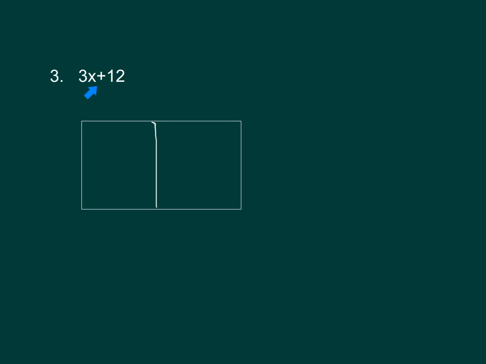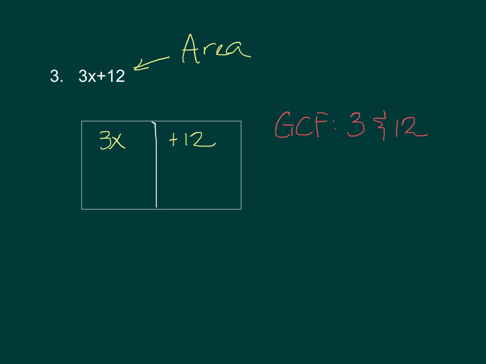Okay, so let's look at the next example. This is number 3. You have 3x plus 12. Remember, earlier I said this is the area, so I'm going to put 3x here and plus 12 here. This expression is the area of this generic rectangle, and you're going to find the length and the width, and that is factoring. You start by asking yourself, what is the greatest common factor of 3 and 12? What number can go into both? It is 3, because 3 times 1 gives you 3, and 3 times 4 gives you 12. 3 is the biggest number that can go into both 3 and 12.